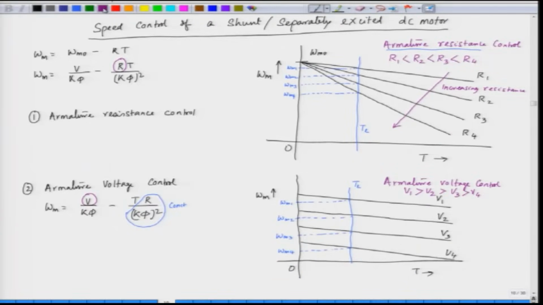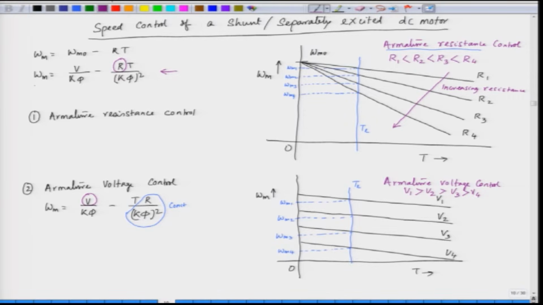Hello and welcome to this lecture on fundamentals of electric drives. In the last lecture, we have seen the speed control of a separately excited or shunt excited DC motor. We will briefly review that and go forward. So, this is the speed torque characteristic of separately excited DC motor.